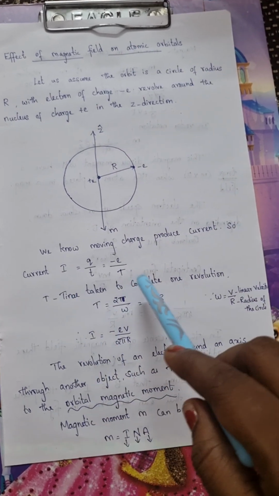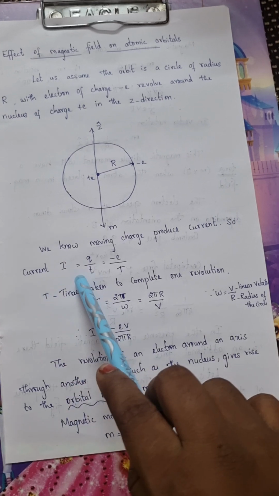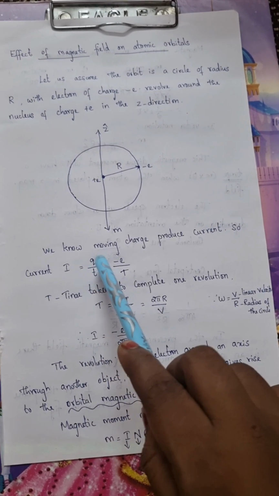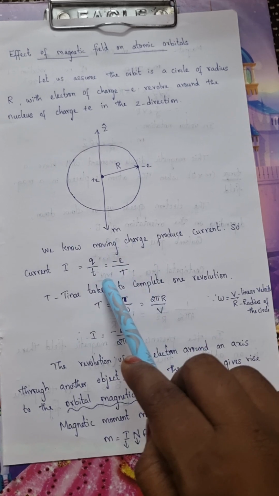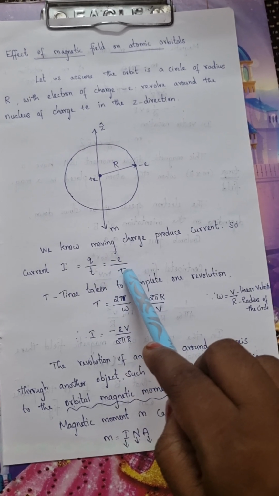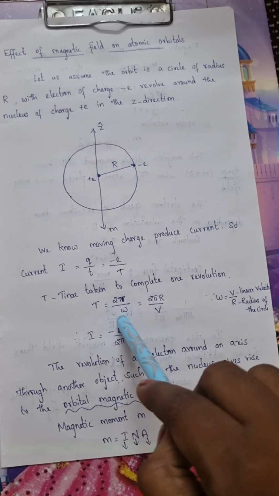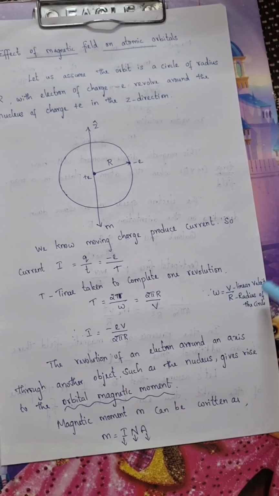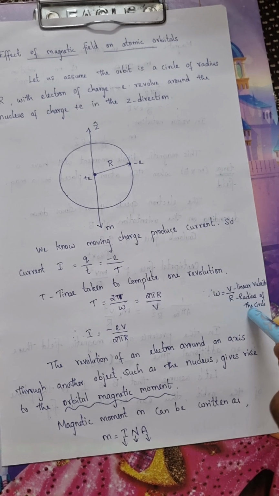We know moving charge produces current, so current I equals q by t. Here q is the charge and t is the time. The charge is minus e and t is the time taken to complete one revolution, so that is 2 pi by omega. Omega equals v by r, where v is the linear velocity and r is the radius of the circle.